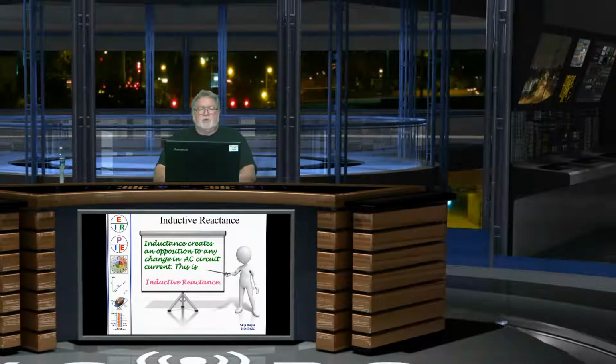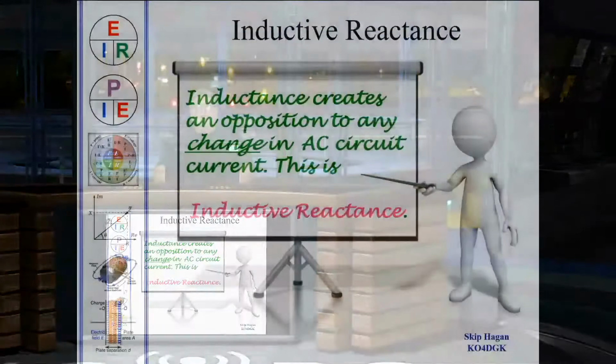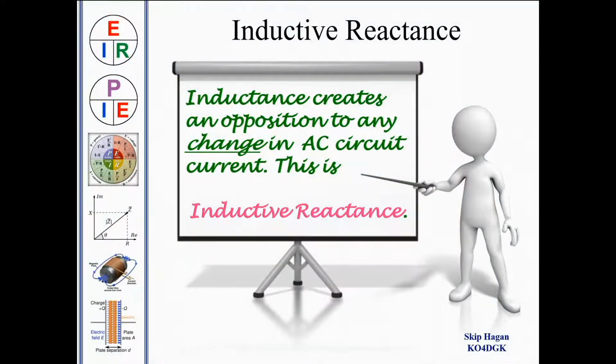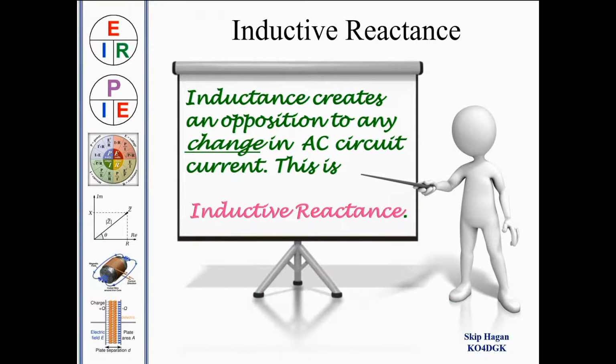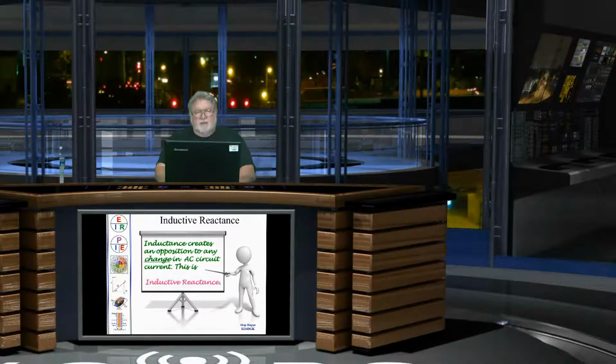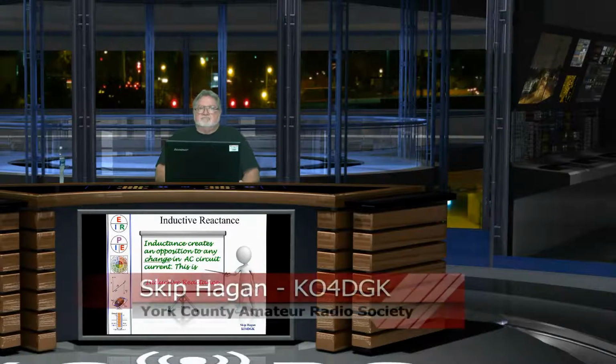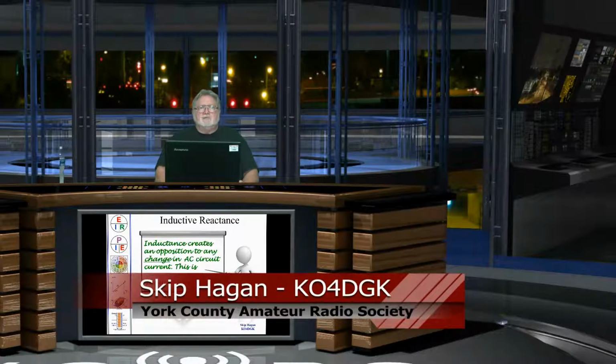Inductance creates an opposition to any change in circuit current. I can't emphasize enough that all of this reactance is a result of a change. That's why DC circuits don't see reactance at all.